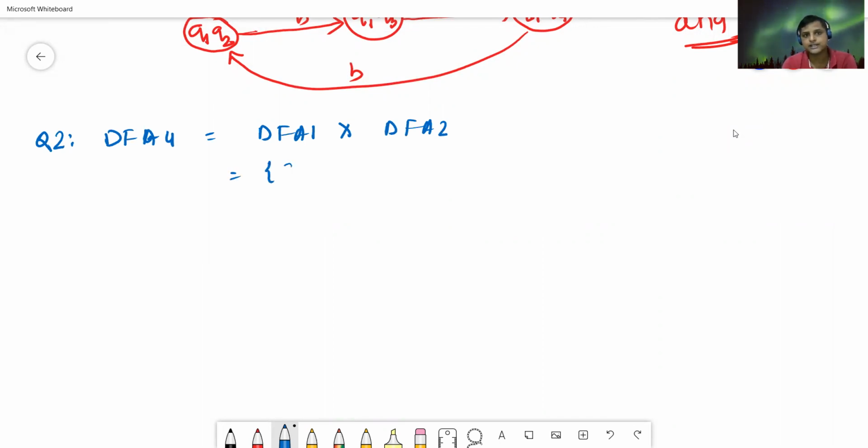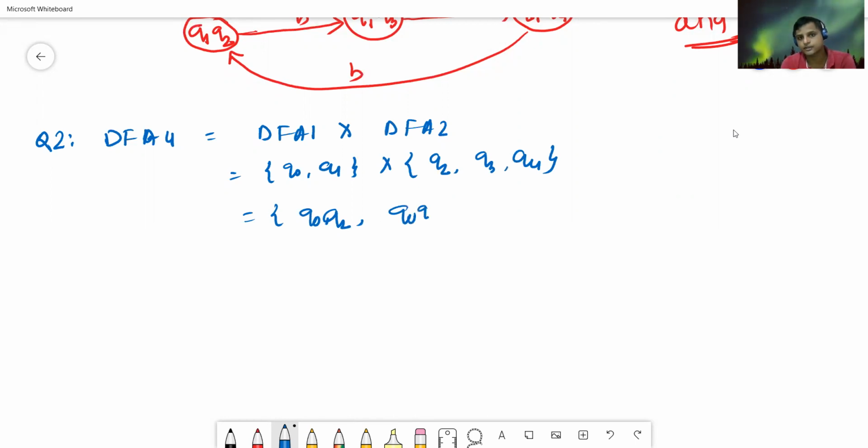DFA 1 contains which states? Q0, Q1. Similarly, DFA 2 contains how many states? 3 states, Q2, Q3, then Q4. Okay, now we'll take the cross product. Cross product means here Q0, Q2, then Q0, Q3, then Q0, Q4, then Q1, Q2, then Q1, Q3, then Q1, Q4. Okay, these are total 6 states in DFA 4.